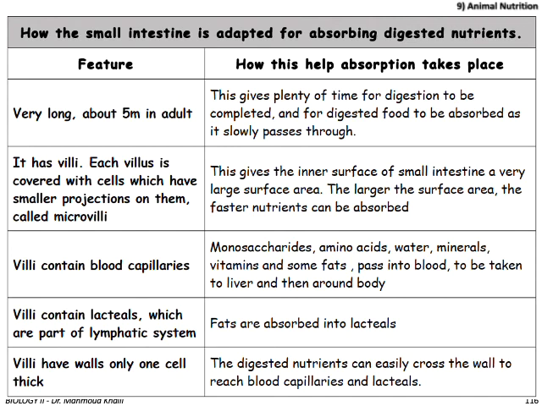The villi have walls only 1 cell thick. It's only 1 cell thick, and this enables the digested nutrients to easily cross the wall of the intestine to reach the blood capillaries and lacteal.